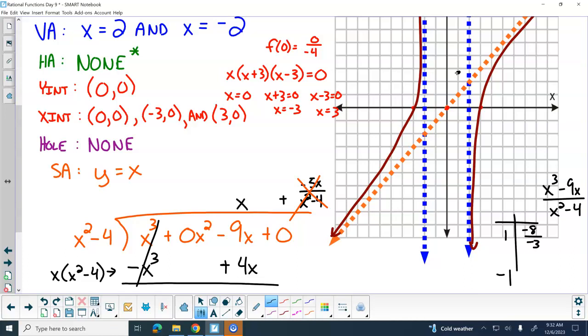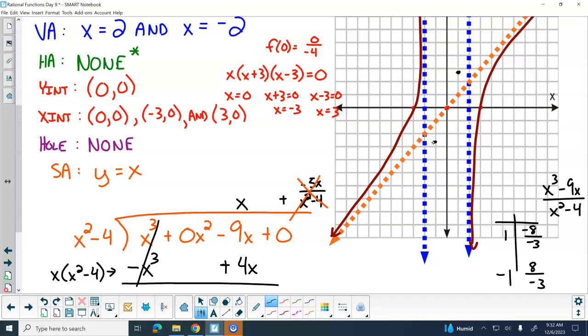If I plug in -1, -1 cubed is -1. 9 times -1 is -9. -1 minus -9 is +8. -1 squared is 1. Minus 4 is -3. That would be -8/3, which would be -2 and 2/3, which would be right there.